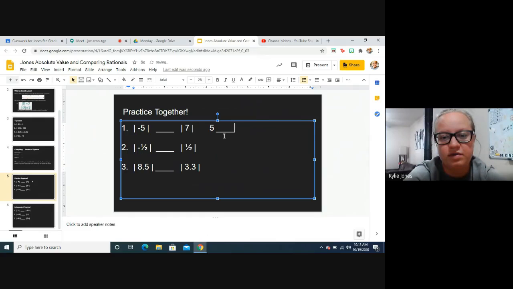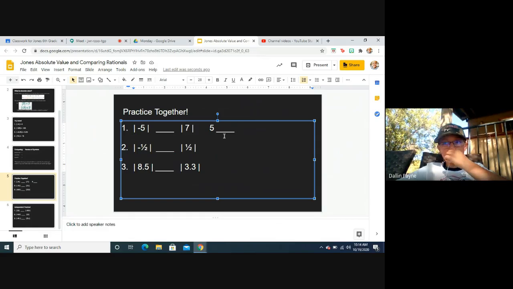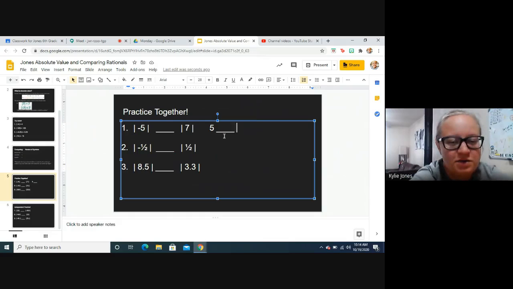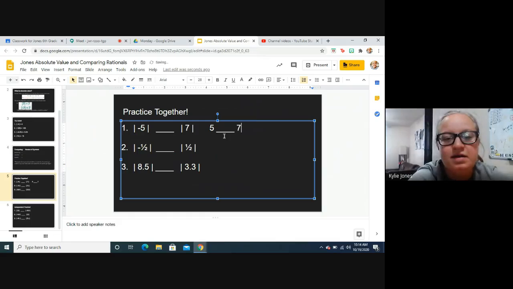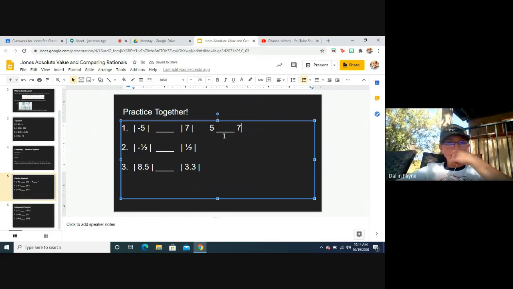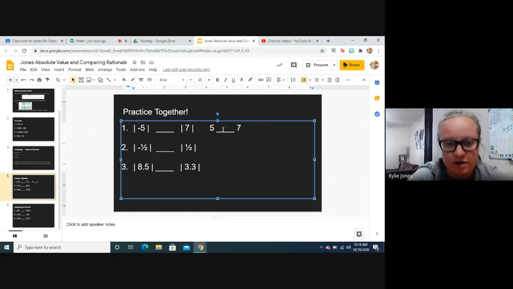And then we have our line here. And now we need to take the absolute value of 7. How do I take the absolute value of 7? What does it become? Don't overthink this one. Remember, your answer is always positive. 7. Yeah. All you do is just make it a 7. Just take away your absolute value signs. Your answer is always 7. And yeah, now we need to put the correct symbol. Is 5 less than, greater than, or equal to 7?